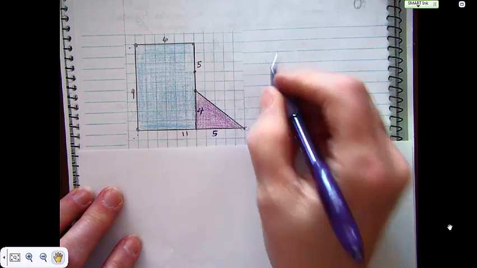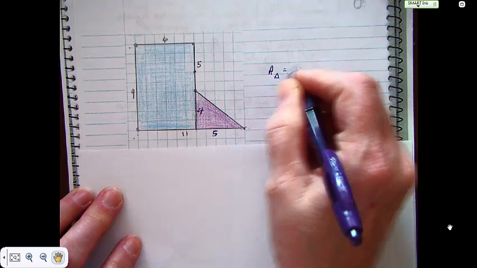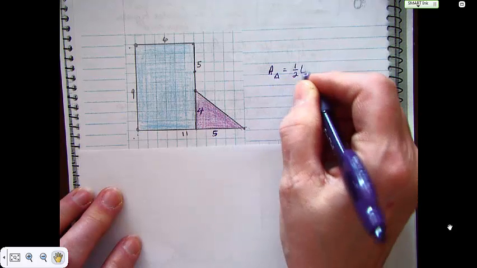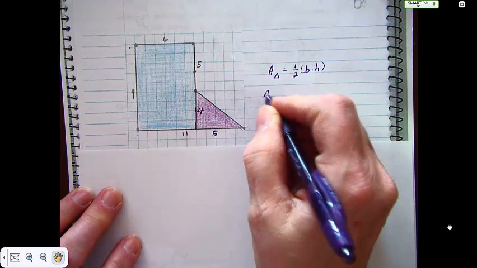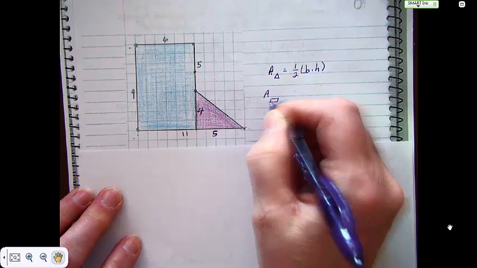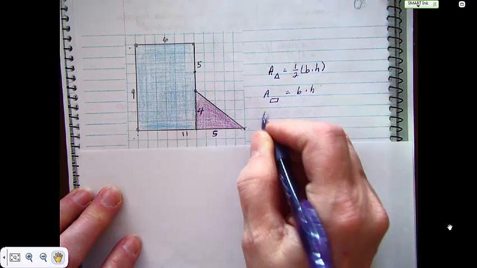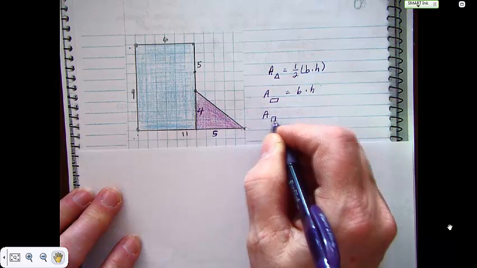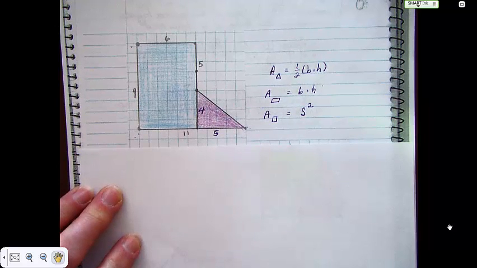Real important that you remember that area formula for a triangle equals 1/2 base times height, compared to the area formula for a rectangle, which is just base times height, and the area formula for a square, which is just sides squared. Those are 3 formulas that you'll want to have.